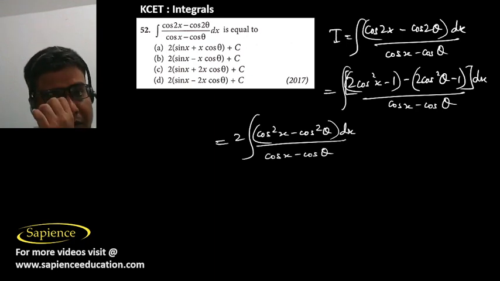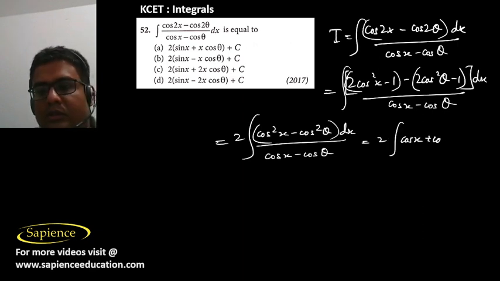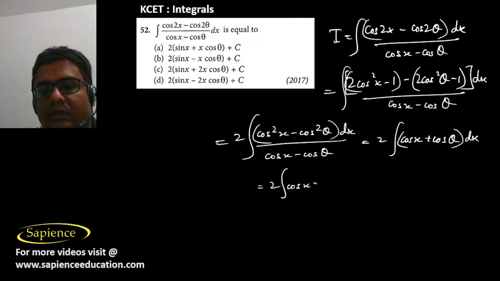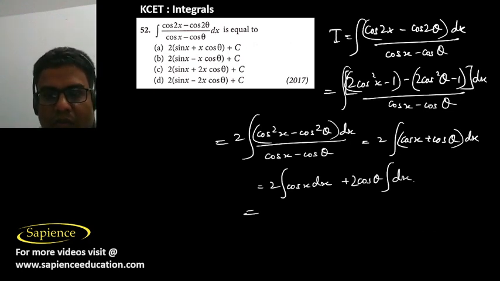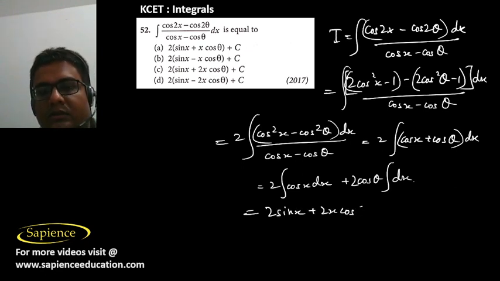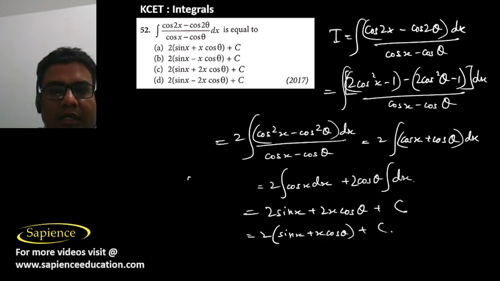A square minus b square is a plus b into a minus b. So 2 into integral cos x plus cos theta into dx. This will be equal to 2 integral cos x dx. Now cos theta is a constant. It will be 2 cos theta into integral dx. This will be 2 integral cos x is sin x. So 2 sin x plus 2x cos theta plus c. So this will be 2 into sin x plus x cos theta plus c. So option A is the correct answer.